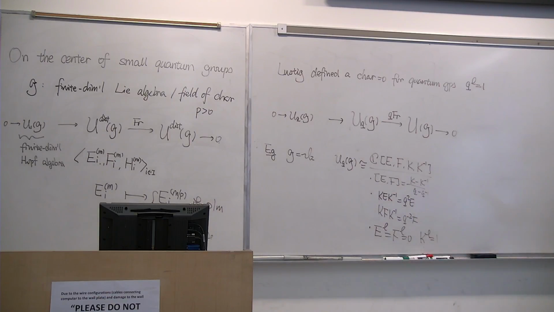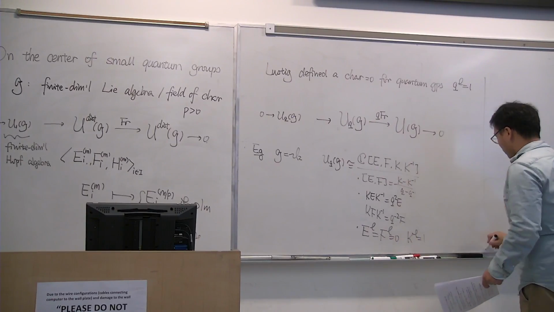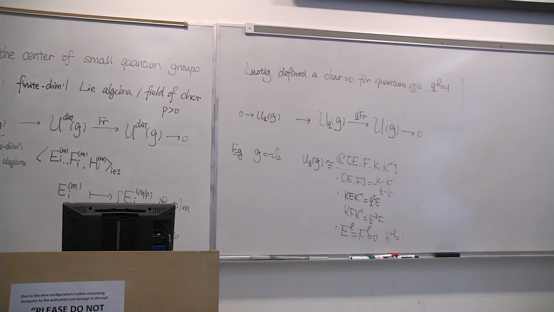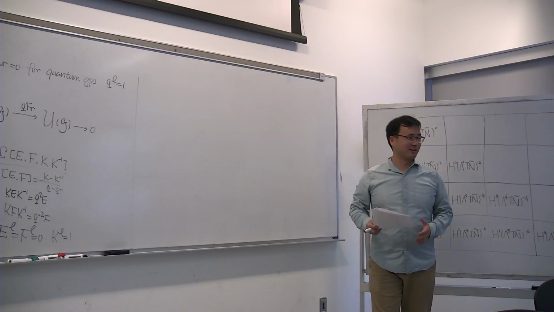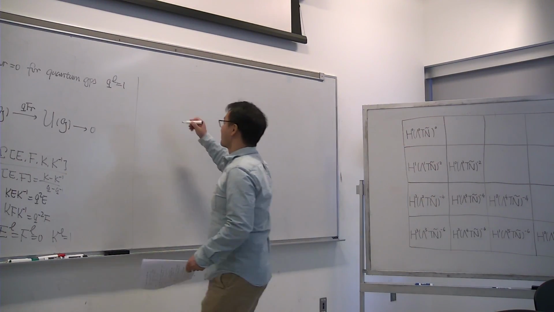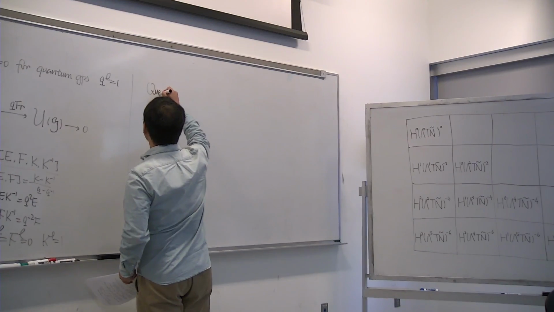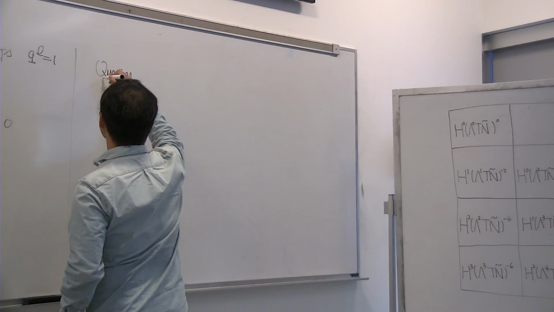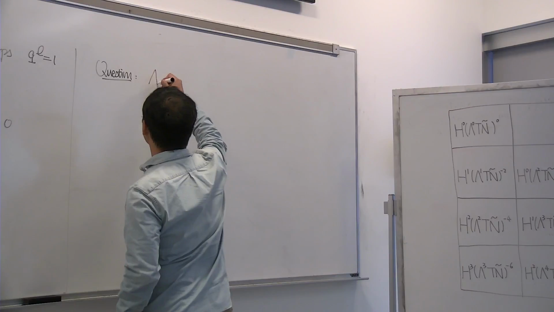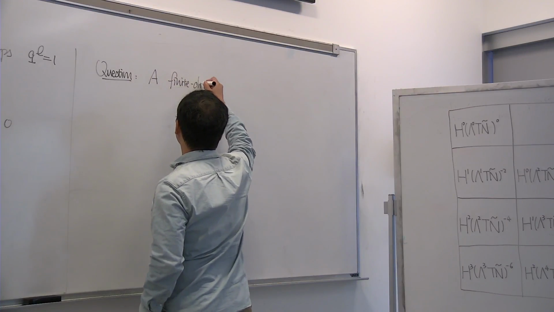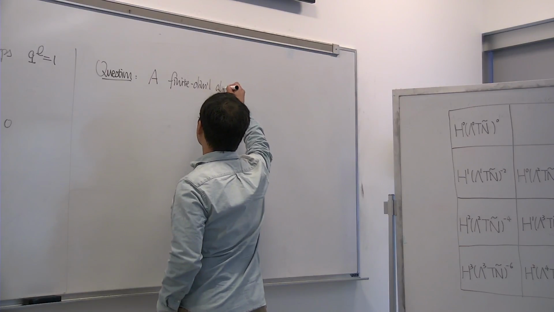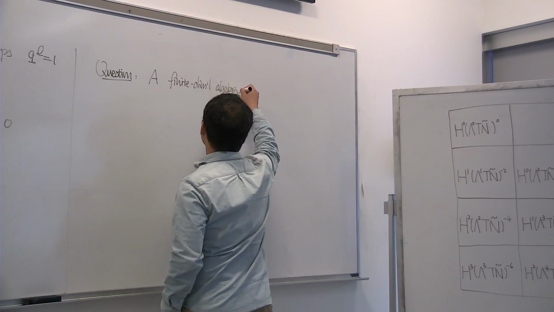Now, in the study of finite-dimensional algebras, a very central question is: what is the center of this finite-dimensional algebra? A natural question you want to ask, one of the easiest questions: if A is a finite-dimensional algebra, not necessarily commutative, what is the center?